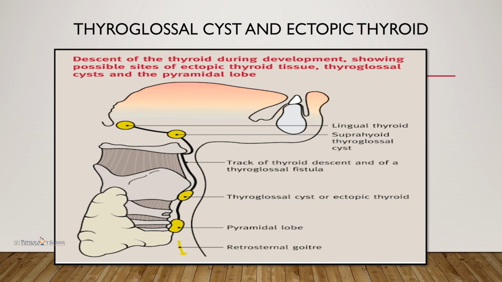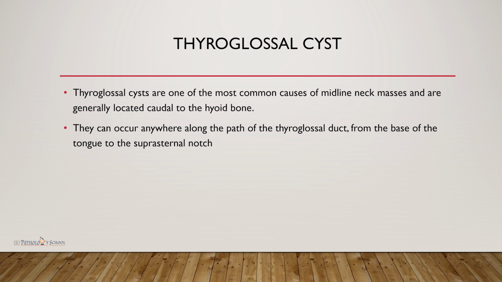The characteristic of the thyroglossal cyst is that it moves with deglutition and also with the protrusion of the tongue. Some thyroid tissue may also develop at abnormal sites along the course of the duct, resulting in lingual or retrosternal thyroid. Let's have a look at the thyroglossal cyst.